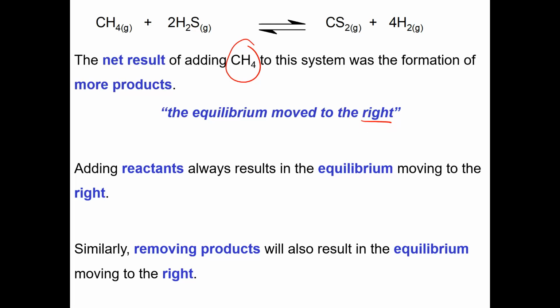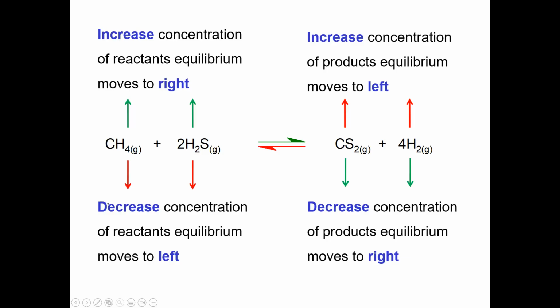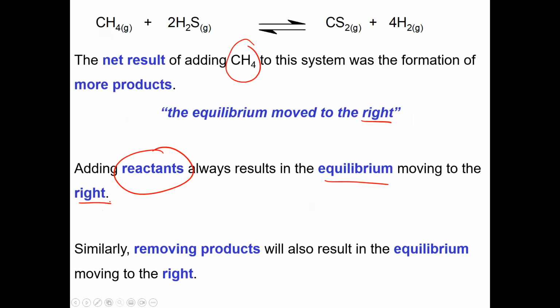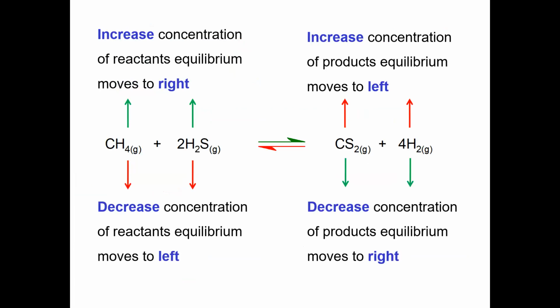And that is a general result. Adding reactants always results in the equilibrium moving to the right. Now, an alternative way of making the system move to the right is to remove products. Again, that will result in Q becoming less than K, and in order to restore equilibrium, the system will need to move to the right. So we should be mindful that there are two ways of making the system move to the right. We can either add a reactant or we can remove a product.